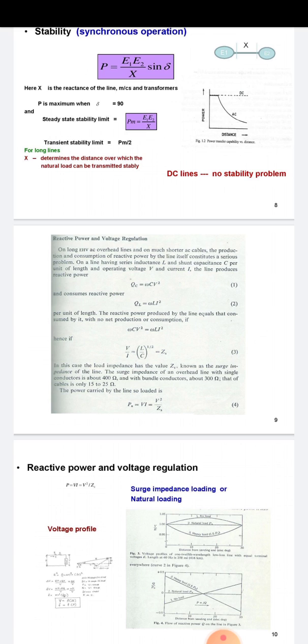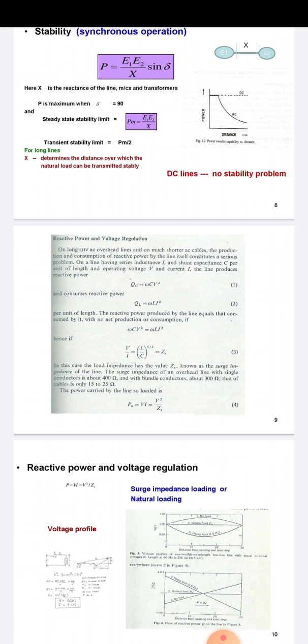So these are voltage control problems across the AC transmission line. The voltage profile varies with the line loading. For constant voltage at the line terminals, the midpoint voltage is reduced for line loading higher than SIL, surge impedance loading, and increased for loading less than surge impedance loading.